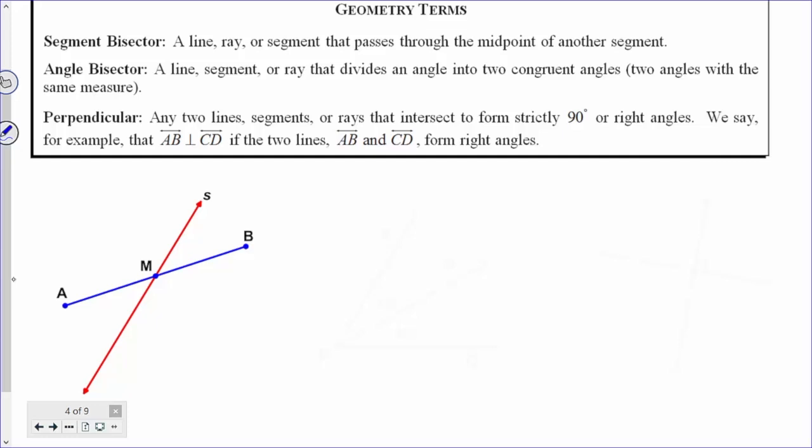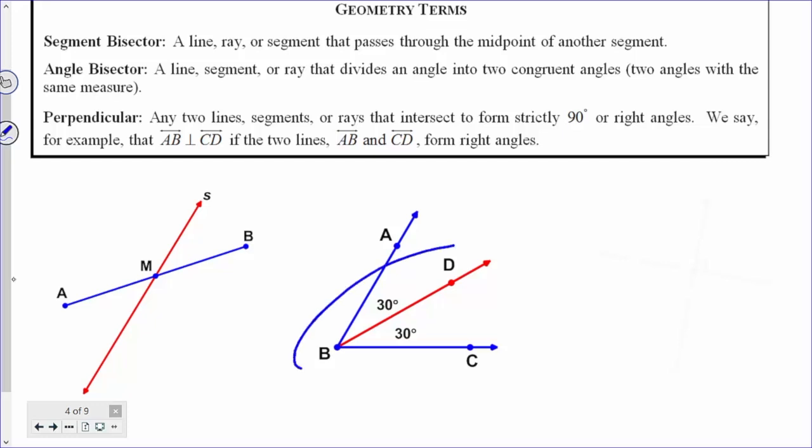Just like segment bisectors, we can have angle bisectors. A line, a segment, or ray that divides an angle into two congruent angles, two angles with the same measure. And again, in the diagram here, what we see is that ray BD is the angle bisector of angle ABC.